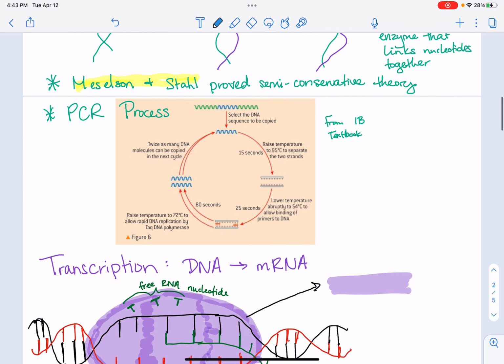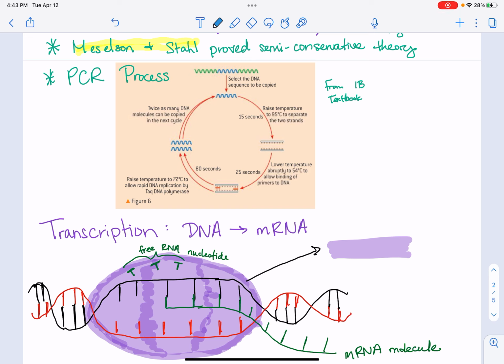And then you also need to know PCR and the process of PCR. So the polymerase chain reaction, this is basically a form of biotechnology that is able to replicate small sequences of DNA.